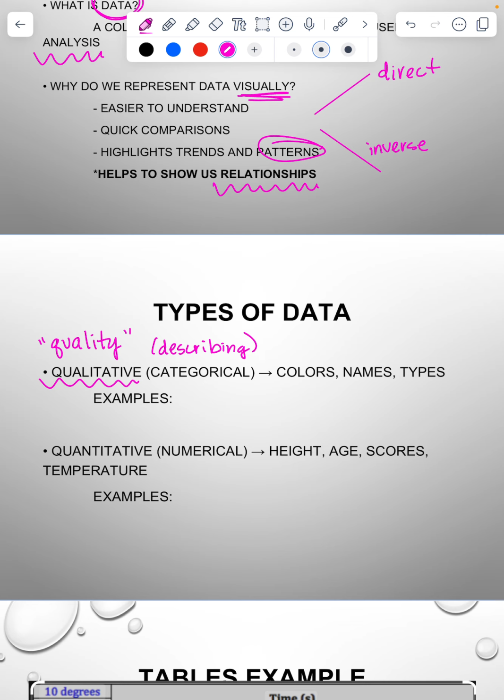If we take the Let's Bounce lab that we did the other day, we could have taken data on colors. So we could have chosen a red bouncy ball and then compared it to the bounce of a blue bouncy ball to see if that changed things. That wouldn't have been a great lab, but we could have done it, and that would have been qualitative.